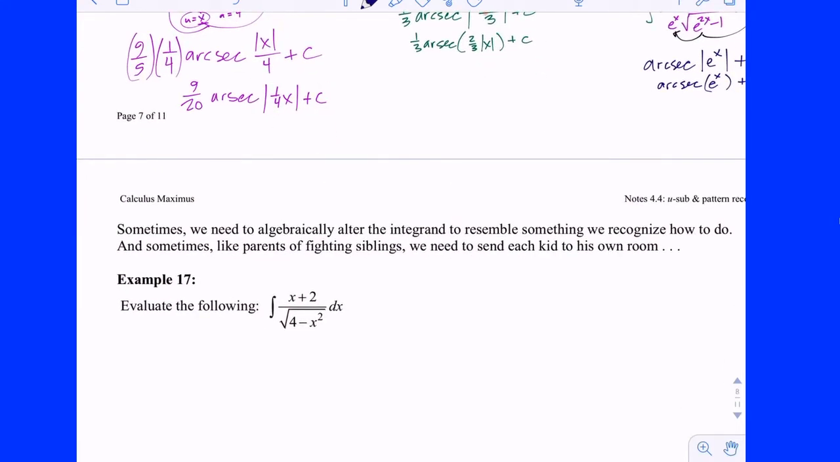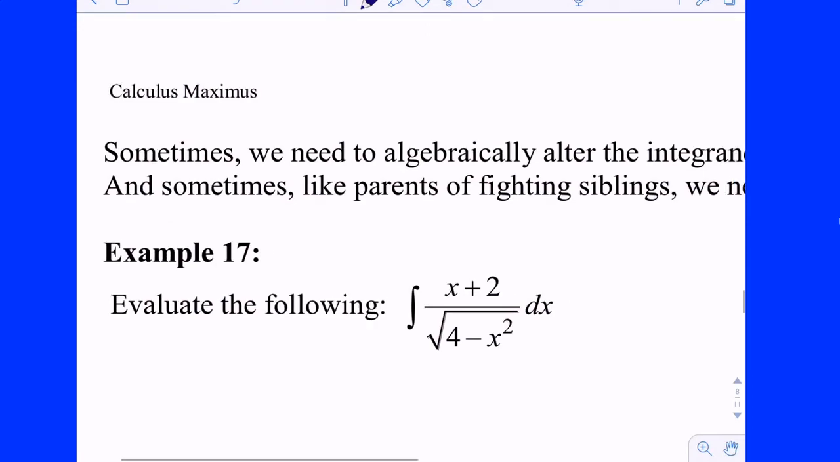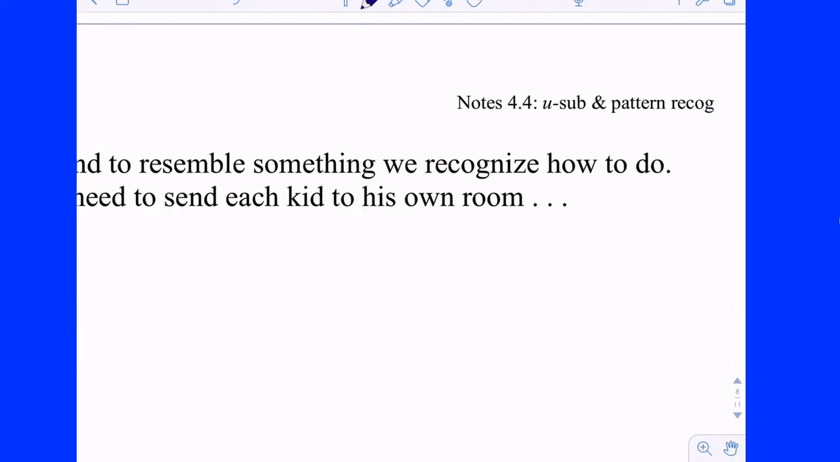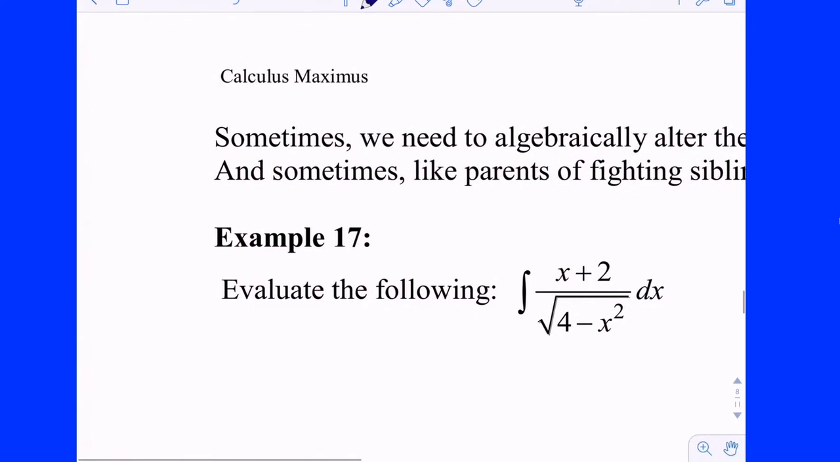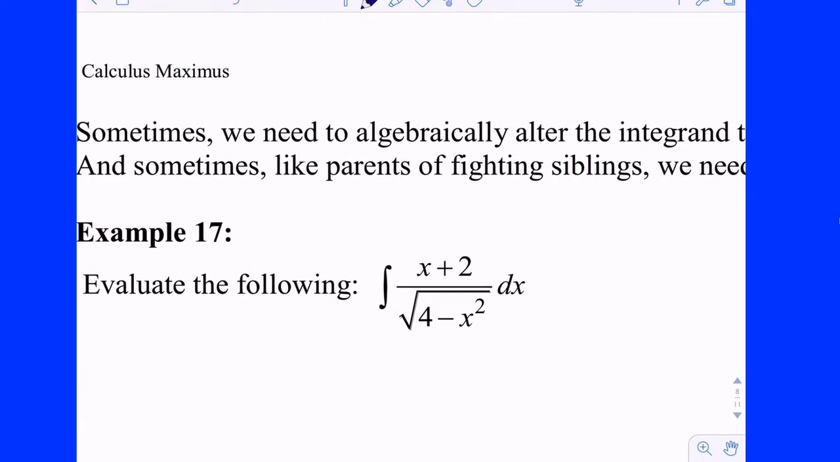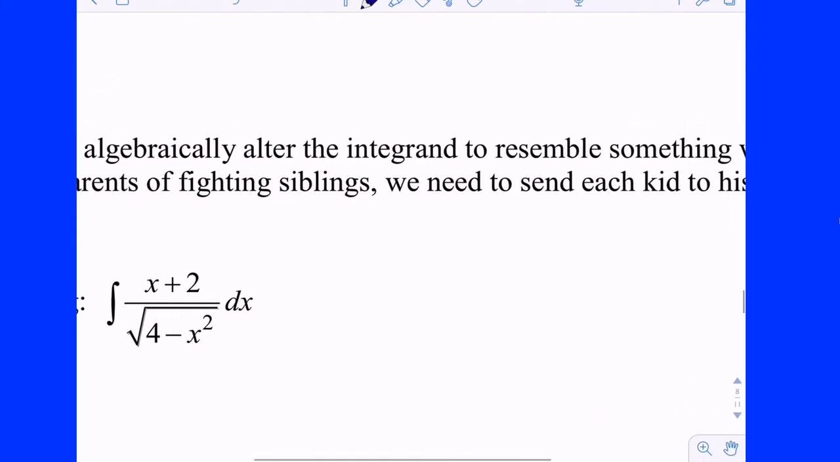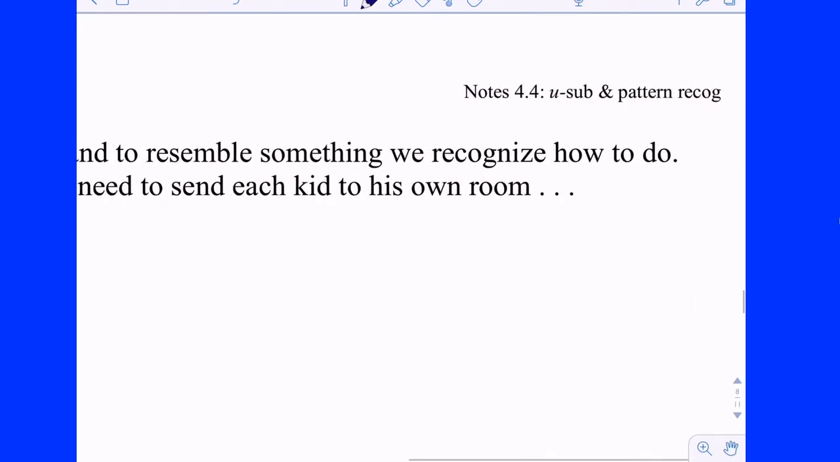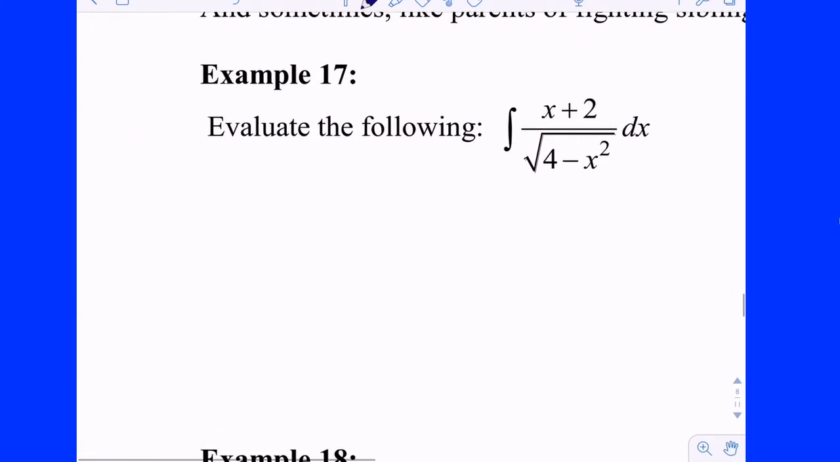Sometimes I wrote this stuff. Let's see what I was thinking. Sometimes we need to algebraically alter the integrand to resemble something we recognize how to do. And sometimes, like parents of fighting siblings, we need to send each kid to his own room. What the heck does that mean?